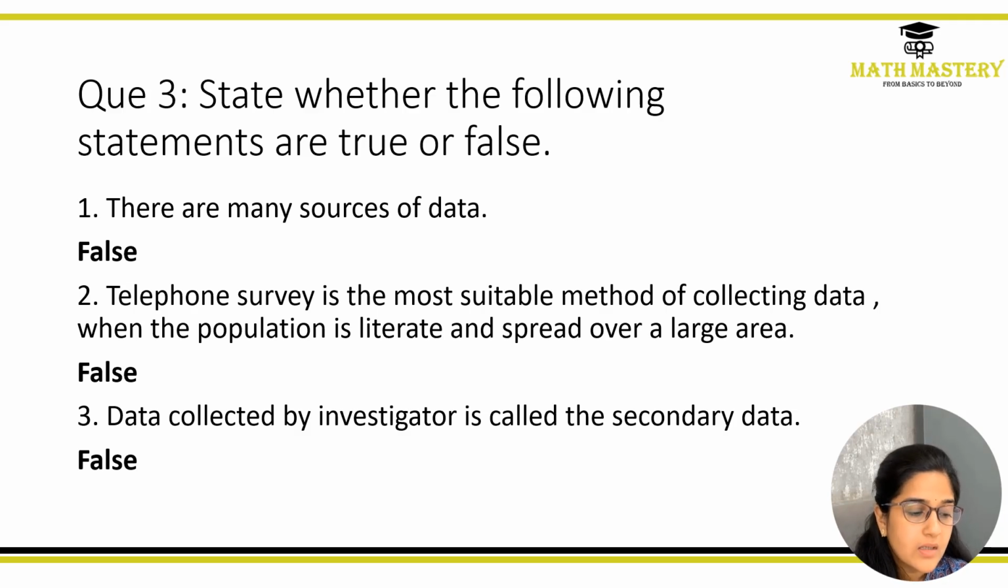Second question. Telephone survey is the most suitable method of collecting data when the population is literate and spread over a large area. This statement is false because in telephone survey we can also survey individuals who are not literate. Because what a surveyor or enumerator has to do, he has to read out the questions for the respondent to answer. So therefore that can be done even with the people who are illiterate. So telephone survey is not the most suitable method for the population which is literate.